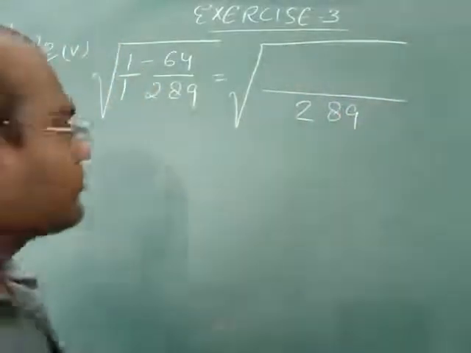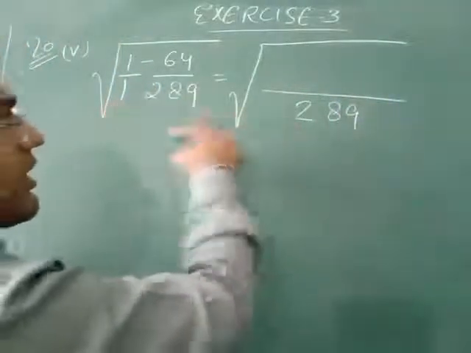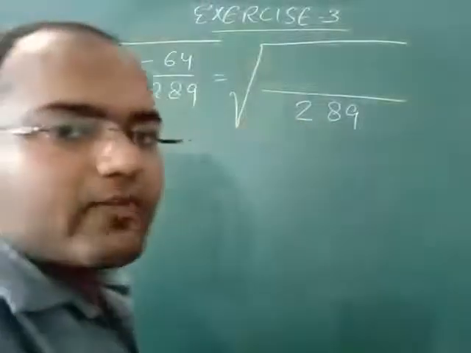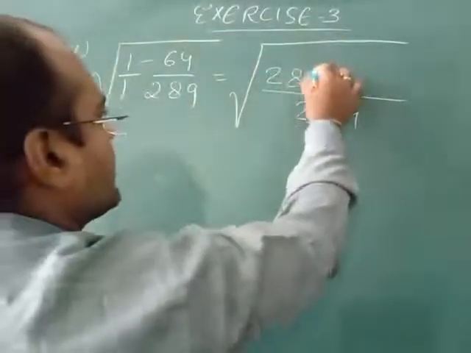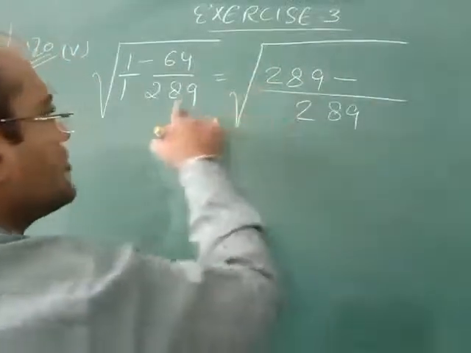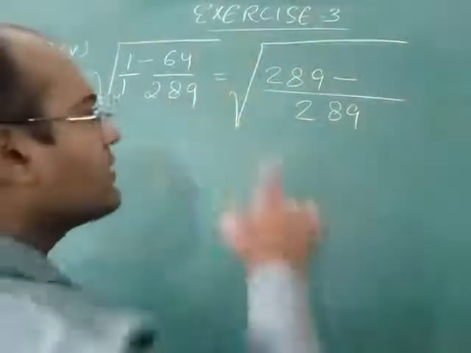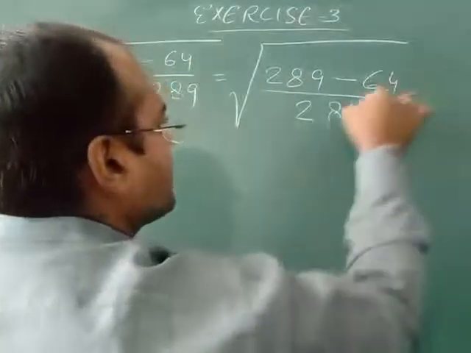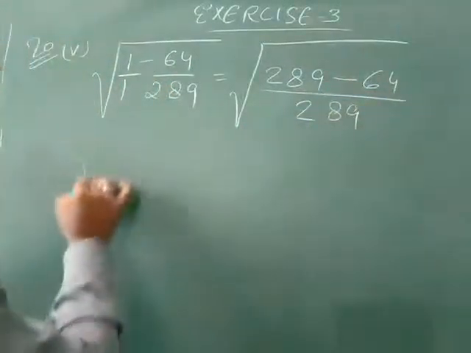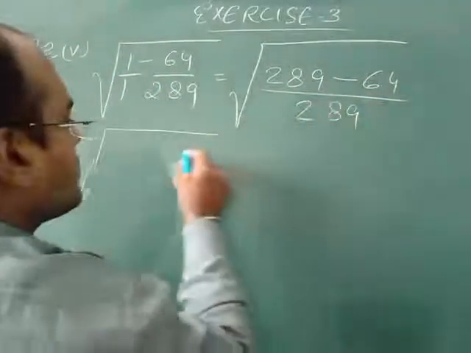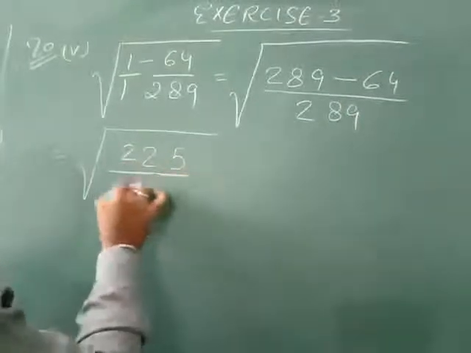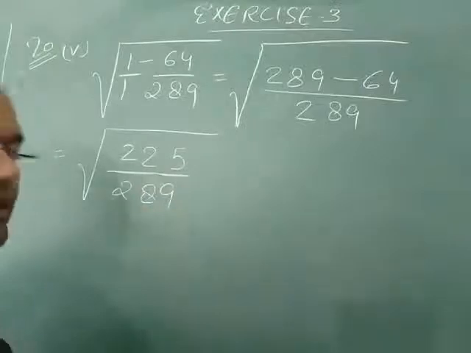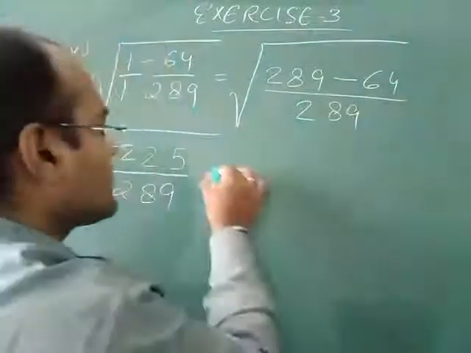Then after that, what you have to do? One table we will read. How many times will 289 come? 289 into 1 will be 289. 1 into 64 will be 64. Now we will subtract these two numbers. On subtracting these two we will get 225 upon 289.